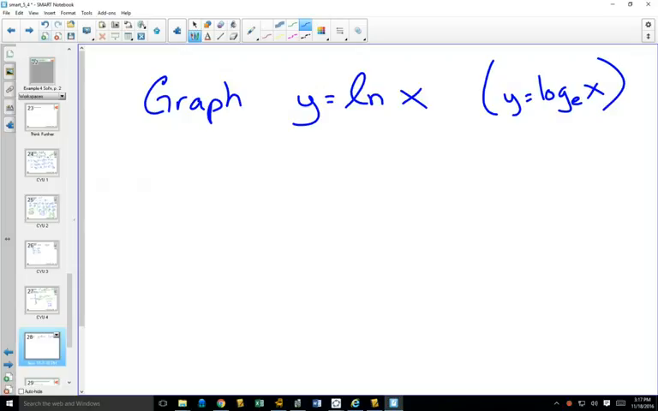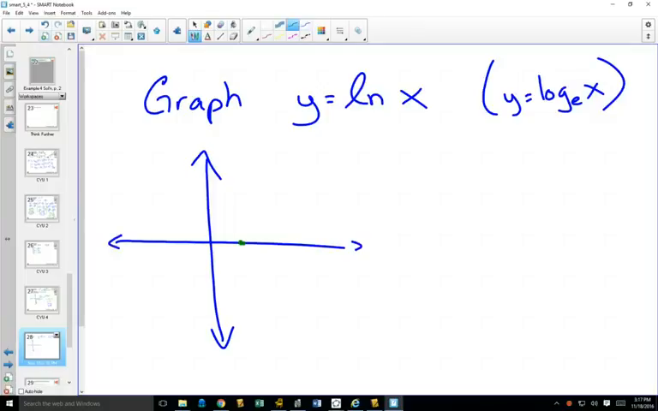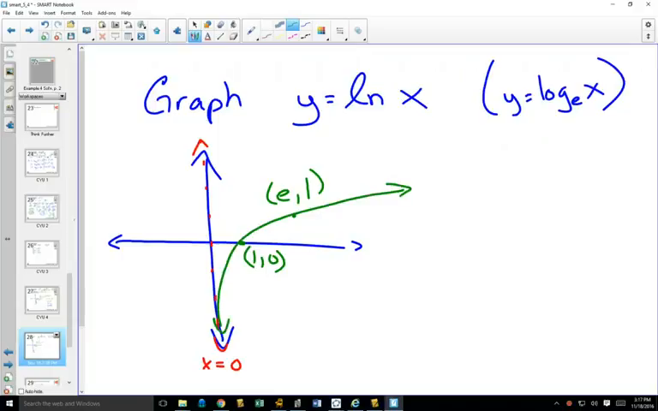If you were graphing this, well, all log graphs have which point? 1 comma 0, that's true for this one as well. What's this point going to be? e comma 1. All log graphs have an asymptote at x equals 0. And so this graph will be the graph of the natural log. And you'll be able to do transformations of the natural log graph as well. So if you want some practice graphing, you can do questions 10 and 11.